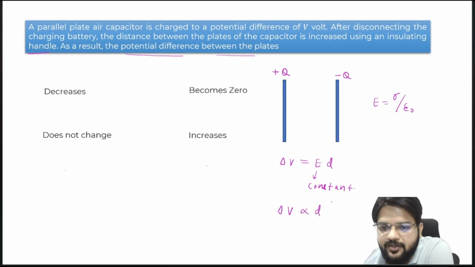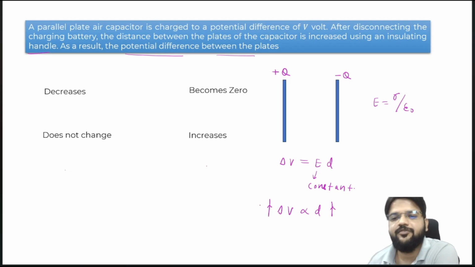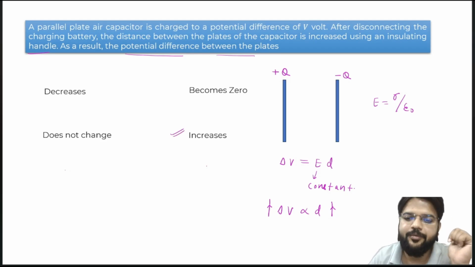Correct? So if we are increasing the separation between the plates, then definitely the potential difference will increase. Hence, the correct answer is option number 4. Increases. Correct? Note down, everyone.